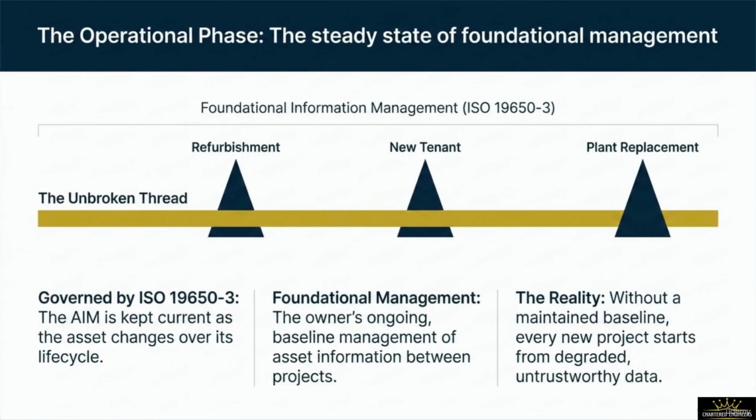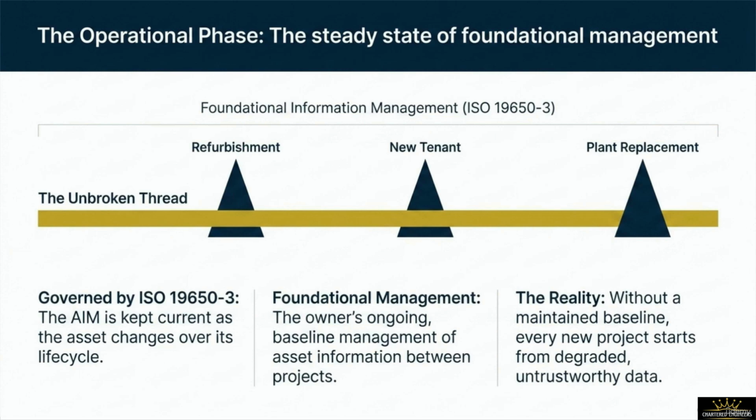Once handover is complete, the asset transitions into the operational phase, which represents a steady state of foundational information management governed by ISO 19650-3. This phase begins immediately at handover and runs continuously for the entire remaining life of the physical asset, focusing on maintaining and protecting the Asset Information Model, or AIM, image showing the unbroken thread of foundational information management spanning various lifecycle triggers like refurbishment, new tenant, and plant replacement.